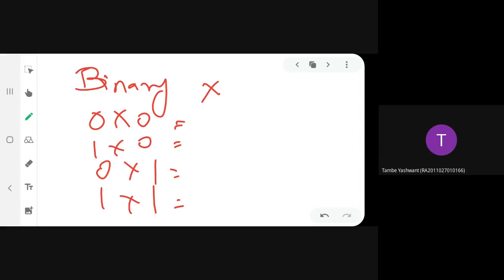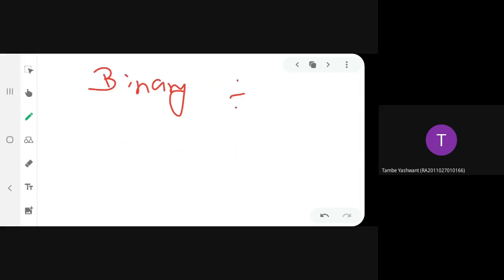Okay, tell me the answers for all these four operations. 0 cross 0 is 0. 1 cross 0 is 0. Then 1. Same way comes binary division. So 0 divided by 1, 1 divided by 1.